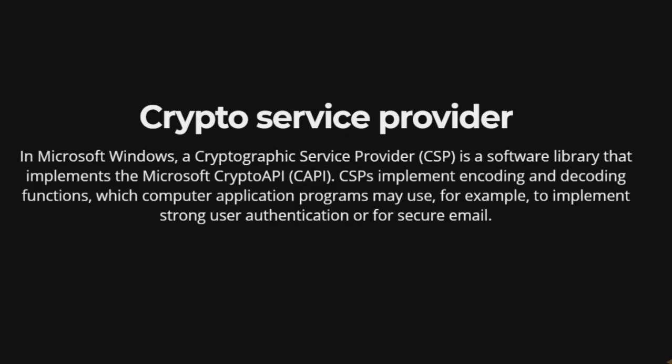Crypto Service Provider. In Microsoft Windows, a cryptographic service provider, CSP, is a software library that implements the Microsoft Crypto API, CAPI. CSPs implement encoding and decoding functions, which computer application programs may use, for example, to implement strong user authentication or for secure email.